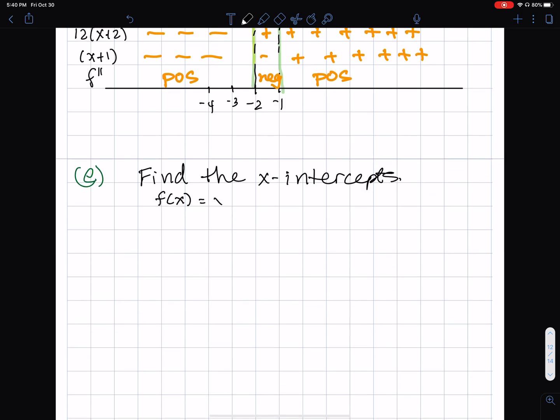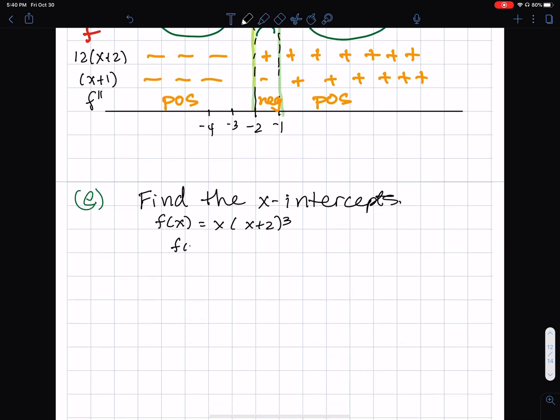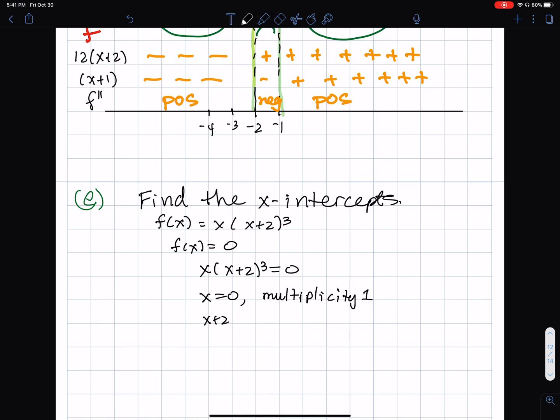Maybe, let's see. This is x times x plus 2 to the third power, our original function. The reason that when we use calculus in this section of the calculus book to sketch the graph of the function, it does not focus or talk much about x-intercepts is that that's sort of a pre-calc idea. But if you have it factored, why not? Now this is x equals 0, and the multiplicity of that zero is 1. And then x plus 2 equals 0 gives x equals -2. And we see the multiplicity of that factor is 3.